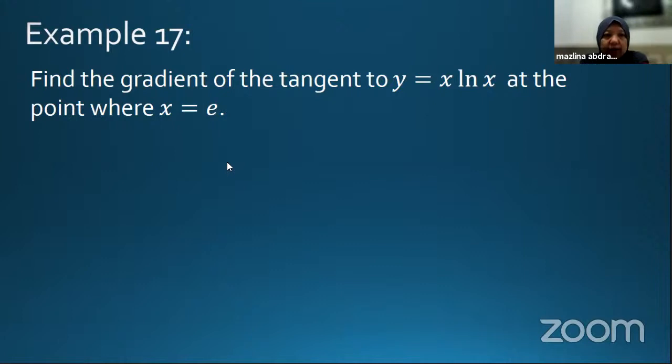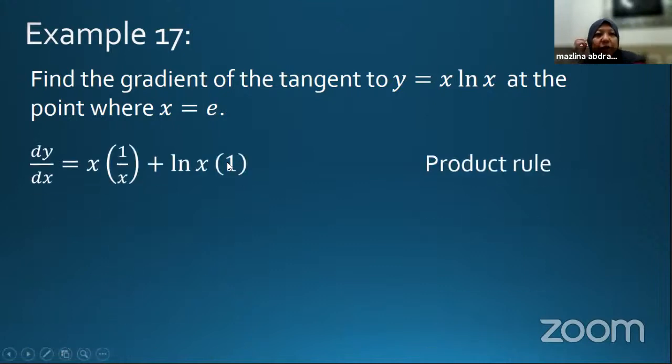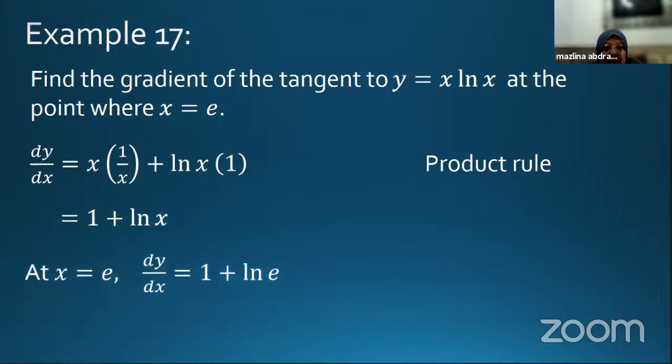So this is x ln x. We use the product rule. So x times the derivative of ln x, which is 1 over x, plus ln x times the derivative of x, which is 1. So you get 1 plus ln x, and then at x equals e, you will get 1 plus ln e. ln e is actually 1, right? So 1 plus 1 is 2. The question is easy.